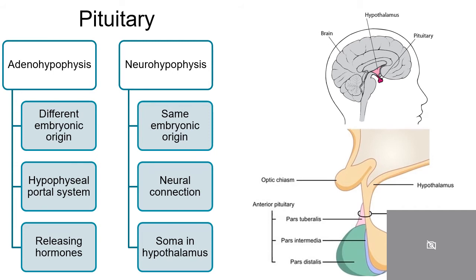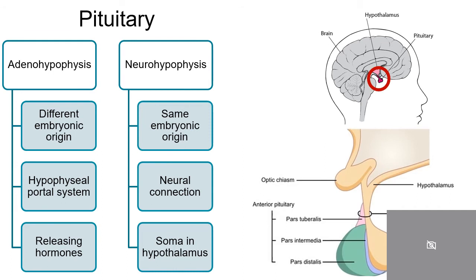There are many hypothalamic releasing hormones and anterior pituitary hormones. These include TSH, FSH, LH, GH, and prolactin, or thyroid stimulating hormone, follicle stimulating hormone, luteinizing hormone, growth hormone, and prolactin. The posterior pituitary, or neurohypophysis, is derived from the same embryonic tissue as the hypothalamus, and as a result, they're connected directly through neurons.